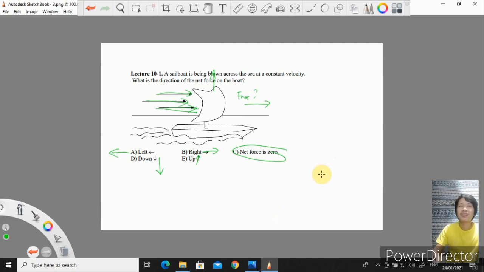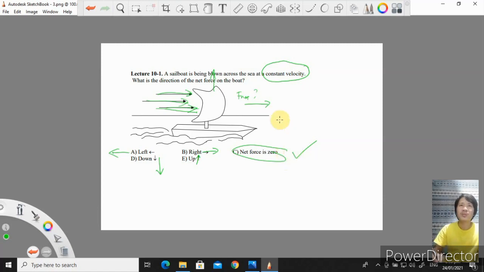The correct answer is letter C, of course. The net force is 0. Why? It is a bit tricky, but the net force is 0 because the velocity is constant. Right? I told you earlier in the first law, if the net force is 0, the velocity is constant. So it works the other way too. When the velocity is constant, you already know that the net external force is 0. Okay?